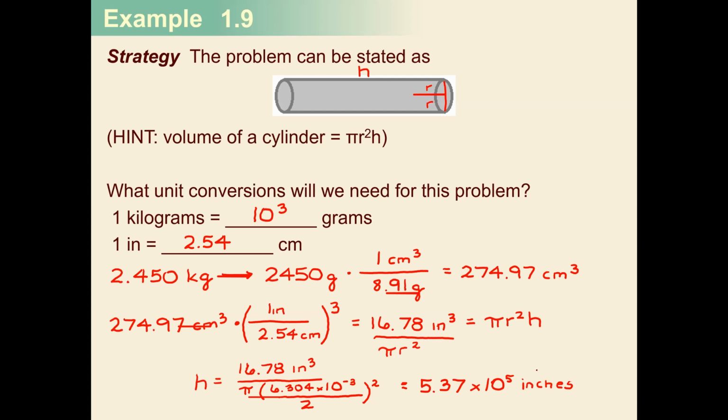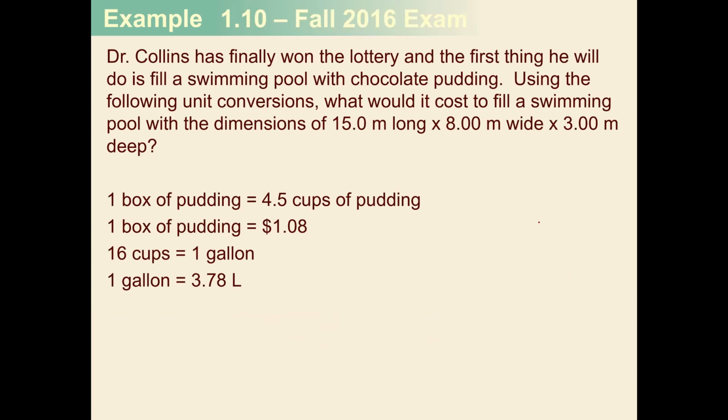Let's try another example. Here's an example from the fall of 2016. In this problem, I have finally won the lottery, and the first thing that I'm going to do is fill an entire swimming pool with chocolate pudding. I'm going Scrooge McDuck, but instead of gold coins, I'm going to use chocolate pudding.